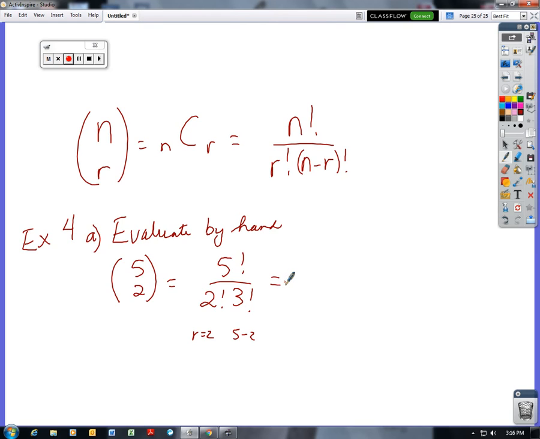Okay, anyway, let's do it. So you've got 5 times 4 times 3 factorial, but 3 factorial is down here, so those are going to cancel, so I'm not even going to write them. And I've got 2 factorial, which is just 2 times 1, or 2, and 20 divided by 2 is 10. If you know what you're doing, you can do this faster than I can explain it.